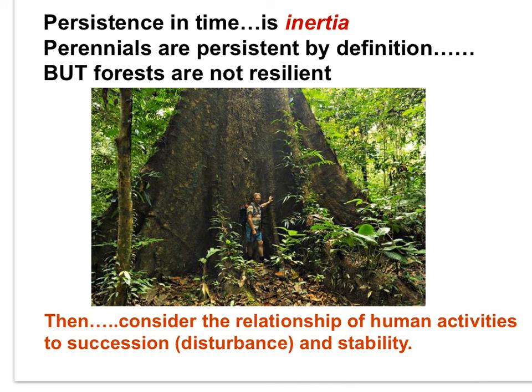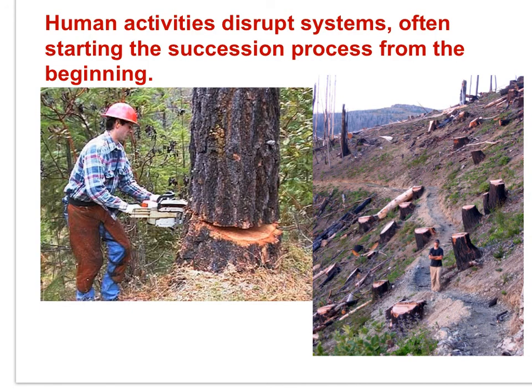It should be obvious that perennials, typical of a climax stage, are persistent by definition. But forests are not necessarily resilient. If disturbed, they do not bounce back quickly. Human activities disrupt systems, often starting the succession process from the beginning. The disturbances caused by people are strong disturbances, often driving systems to a tipping point where new equilibria are reached, and the system is unable to return to an original equilibrium.